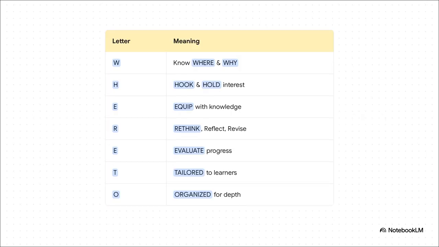So let's quickly run through it. The W is for making sure students know where they're going and why it matters. H is for hooking them right from the start and holding their interest. The first E is to equip them with all the knowledge and skills they need. R is for giving them chances to rethink and revise their work. That's so important. The second E is so students can evaluate their own learning. T means the plan is tailored for different learners. And finally, O means the whole thing is organized logically to lead to that deep understanding. It's basically a checklist for awesome lesson planning.